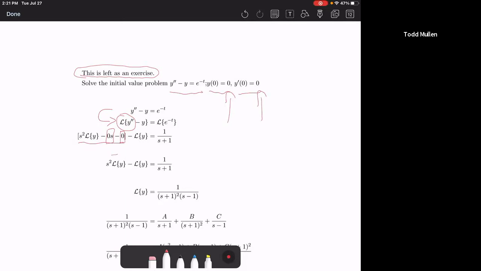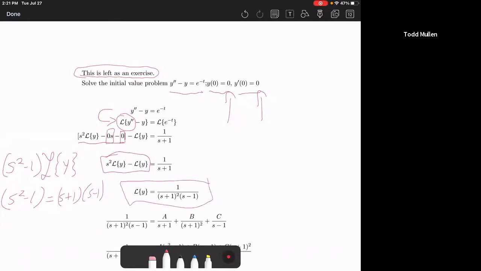So we're just left with s squared times the Laplace transform of y minus the Laplace transform of y is equal to 1 over s plus 1. Well, that left side is going to factor: s squared minus 1 times the Laplace transform of y. And then when we divide both sides by it, well, s squared minus 1 is equal to s plus 1 times s minus 1. So that's how we reach this form. And now we're going to do partial fractions.